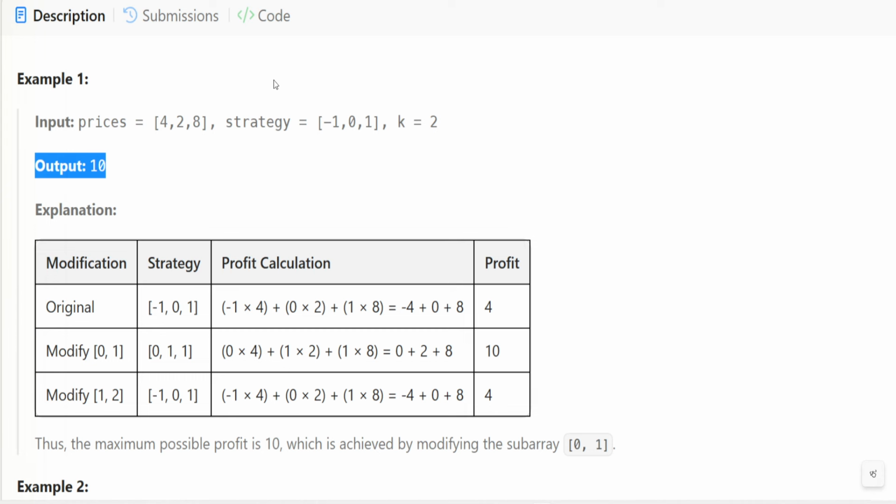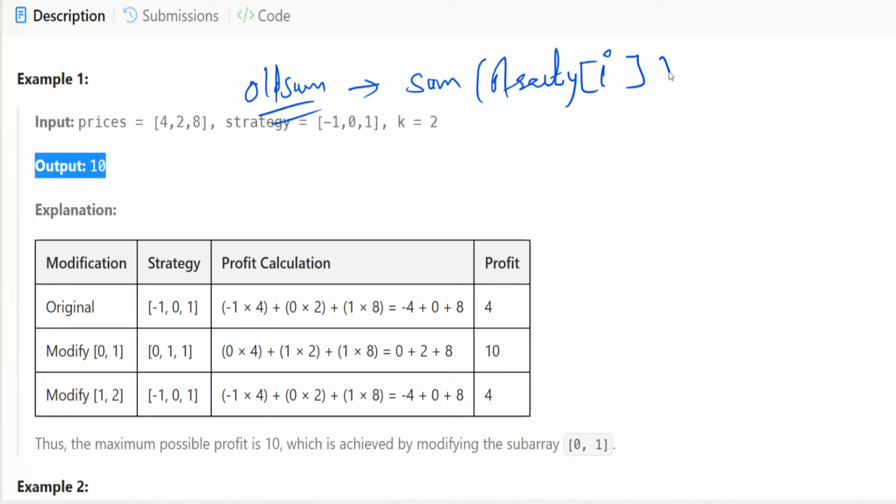Let's suppose, what I'm trying to say. Okay, give me a second, guys. Let's suppose we have given some old sum, for example. So for the old sum, we have some strategy, just leave it for now, some value we have, and we multiply with the price. Can we say that if we multiply strategy at i into prices at i over some window, you will get the old sum. Now let's suppose we have the new sum.